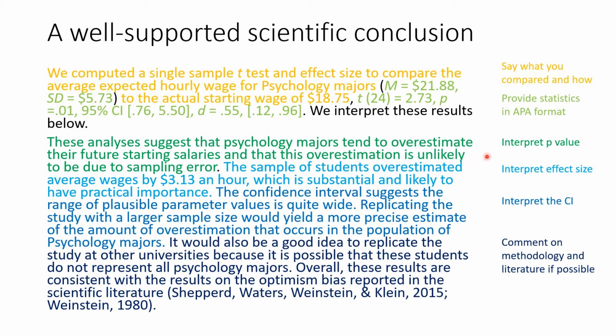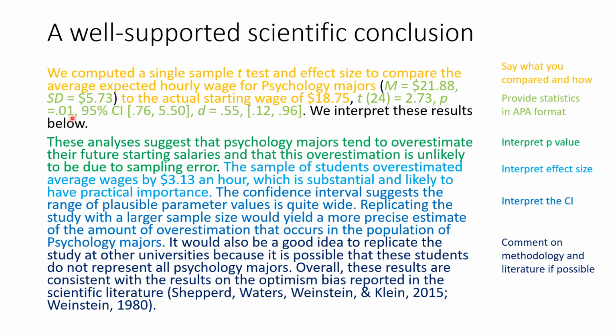Now we need to interpret the p-value. Well, this p-value was quite small. It's very compelling evidence against the null. Again, if the null were true, we should get a t-value of 0 and a p-value close to 1. We got a p-value close to 0, so that's very compelling evidence against the null. These analyses suggest that psychology majors tend to overestimate their future starting salaries, and that their overestimation is unlikely to be due to sampling error. That's what this small p-value says. This mean difference is unlikely to be due to sampling error.